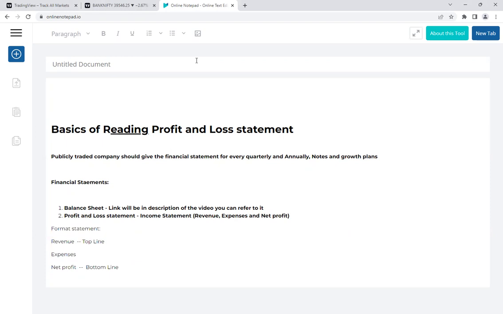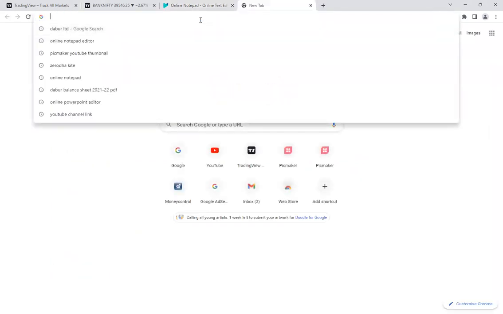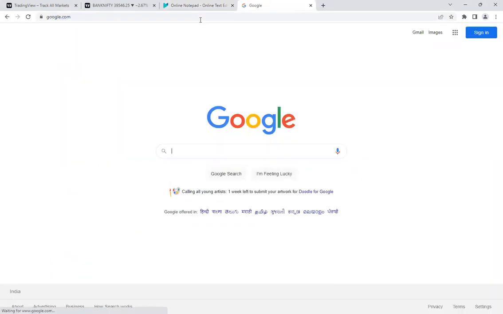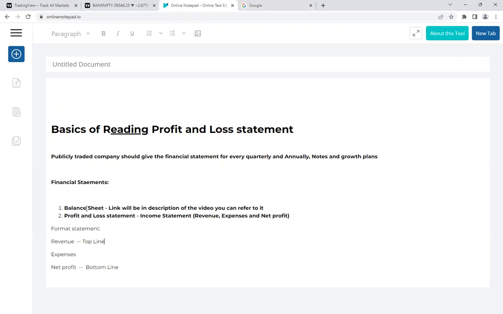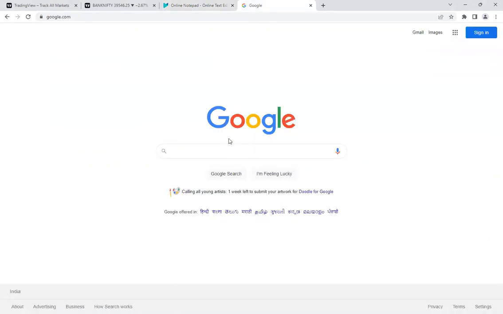Now I will give you a real-time example so that you will understand it very clearly. For that, I will go to a company site. As I mentioned in the balance sheet video, if you want to go through any financial statements of a company, prefer that company's site only, because every publicly traded company will have its own website.